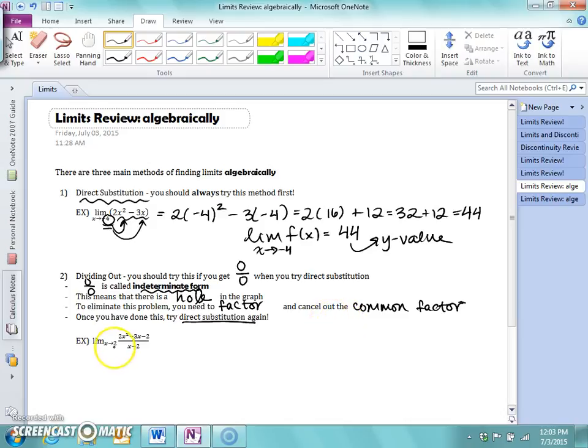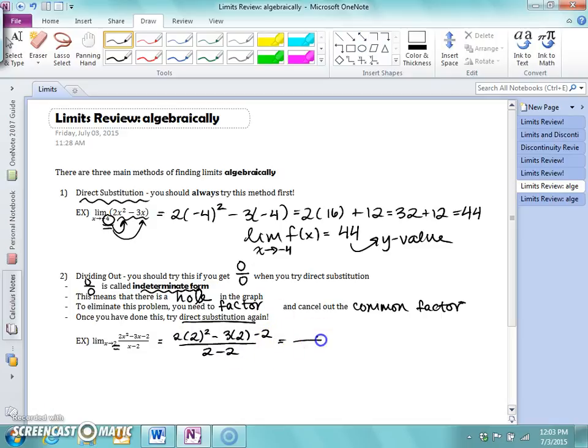Let's take a look at this example here. X is approaching 2, and I have the function 2x squared minus 3x minus 2 divided by x minus 2. I'm going to try direct substitution first. So I'm going to do 2 times 2 squared minus 3 times 2 minus 2 all over 2 minus 2.